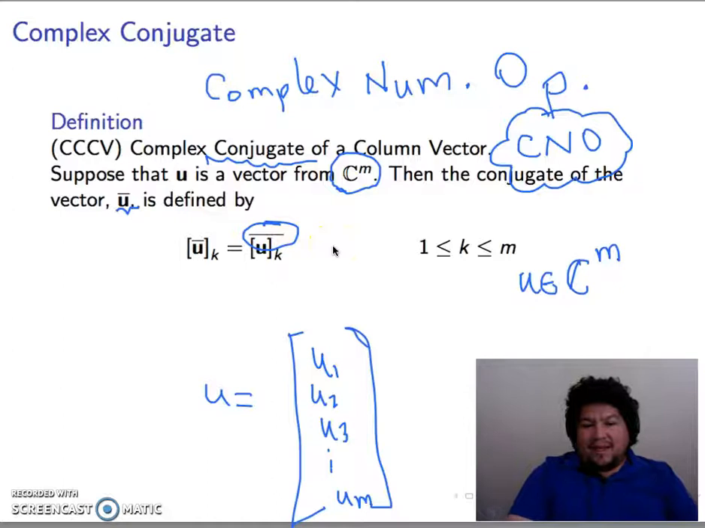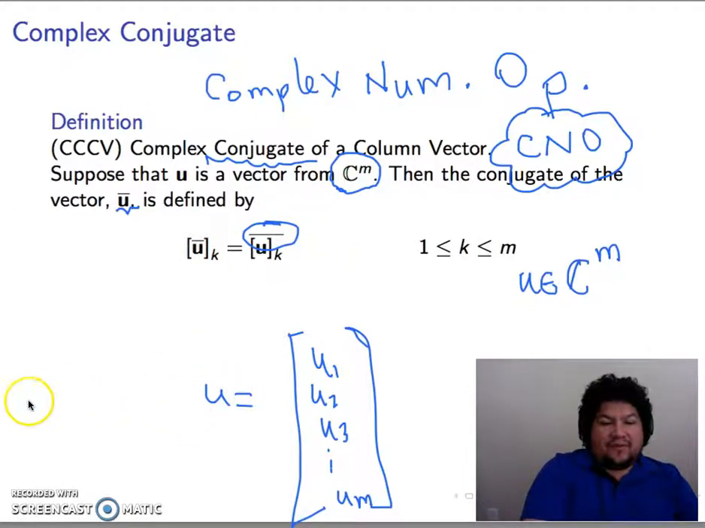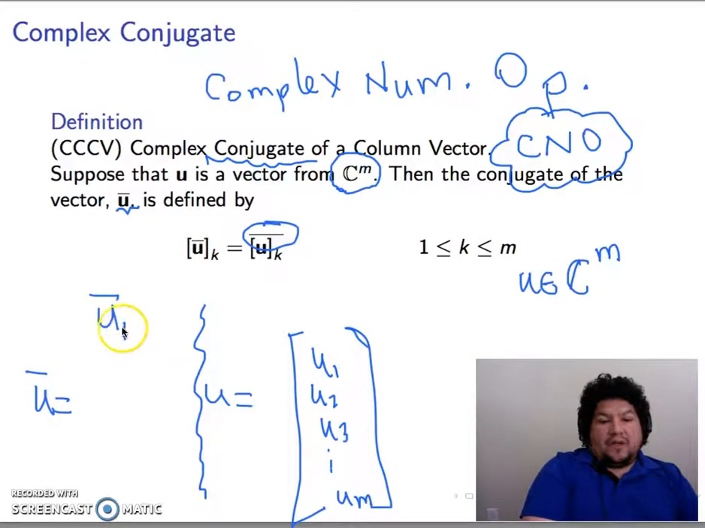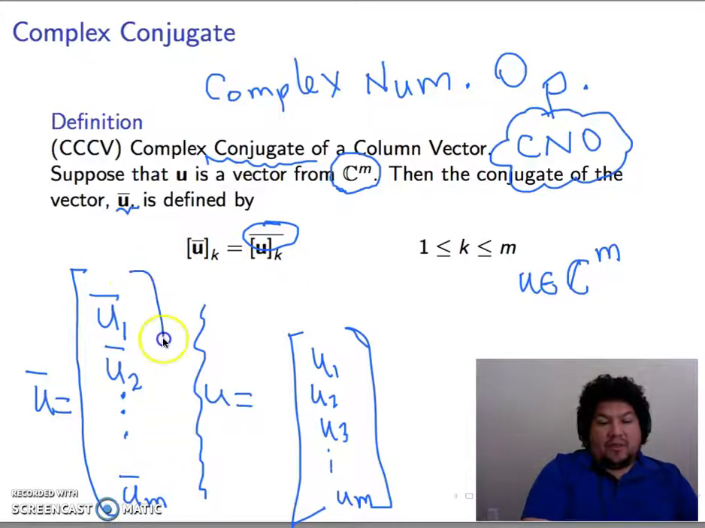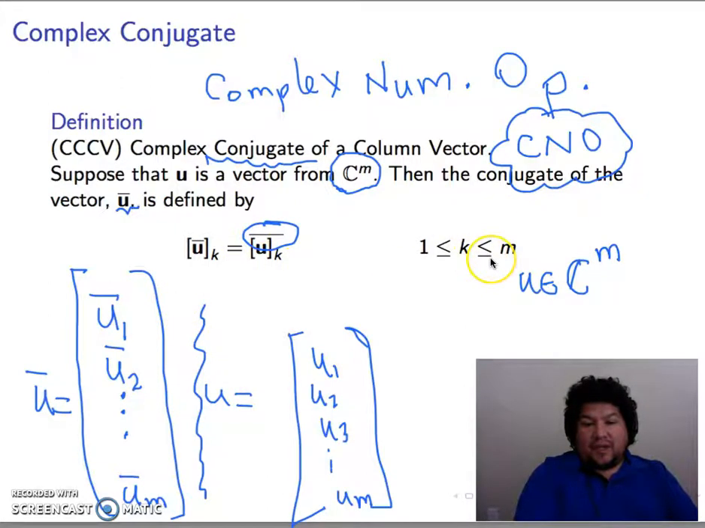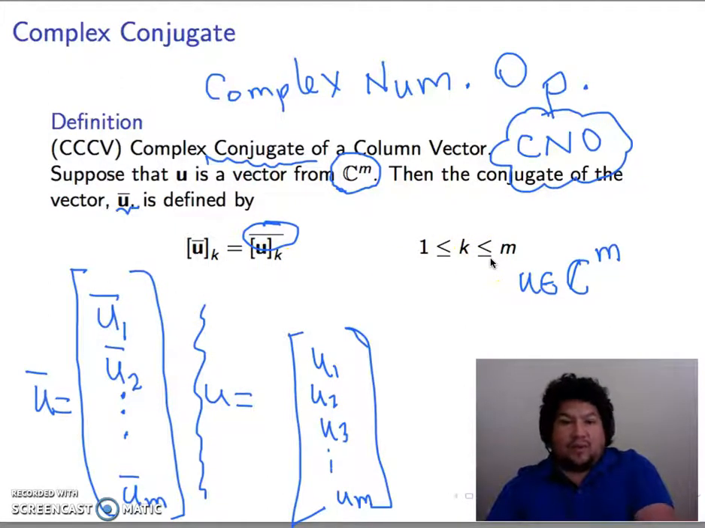So this seems rather intuitive. If this is the vector, then u conjugate is going to be another vector such that the first entry is the conjugate of the first entry of u, the second entry is the conjugate of the second entry, and so on until we go through the very last entry, which is the conjugate of u sub m. This is a way of expressing what is written here in symbols for every index k between 1 and m.